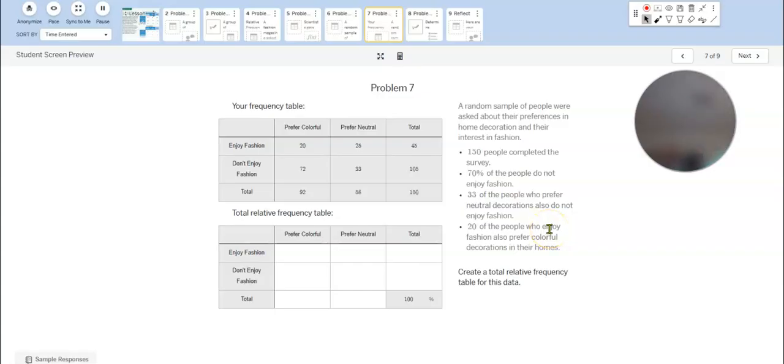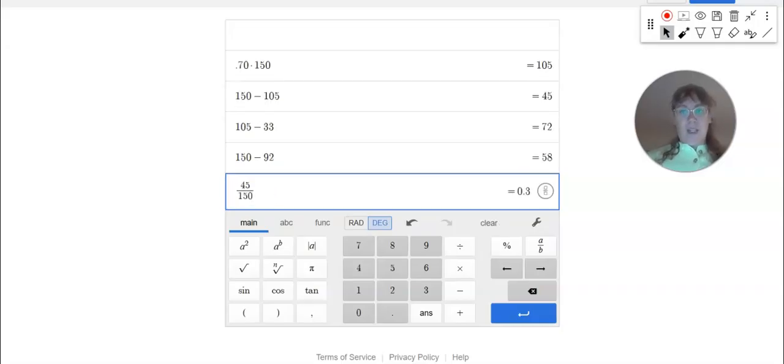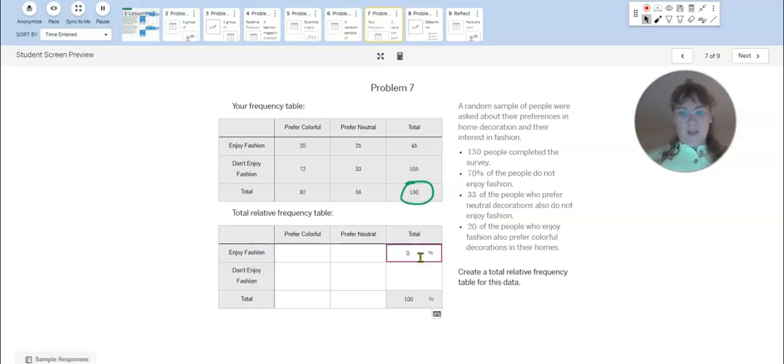Okay, so it says a random sample of people were asked about their preferences in home decoration. We have all that information. So now we're going to create a total relative frequency table. So each of these numbers we are dividing by 150. So notice that 150 divided by 150 is 1, which is 100%. So 45 divided by 150 is 0.3, which is 30%, which means this is 70% because it's going to add to our 100%.